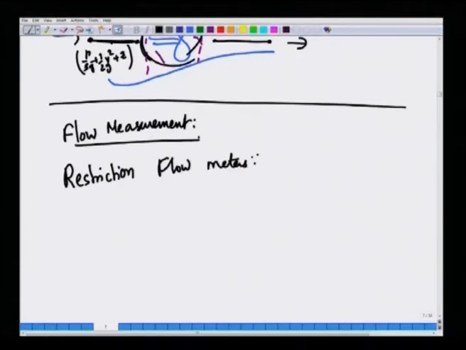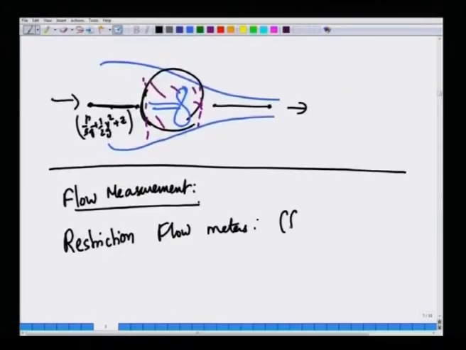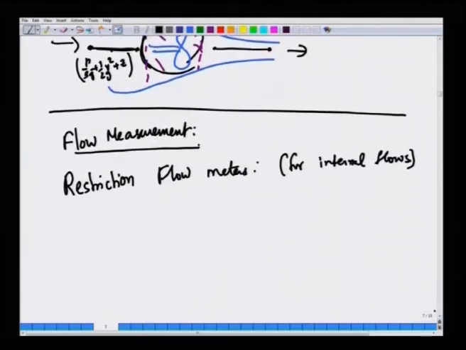Okay. For internal flows, that is, flow in conduits such as pipes or channels, you want to know the flow rate that is happening inside those pipes and channels. So these flow meters look something like this. This is a general schematic, where there are of course specific details which we will come to a little later.